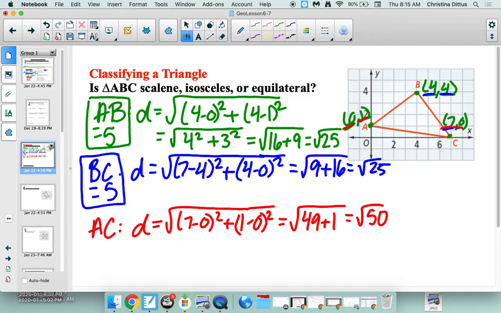To be honest, you don't have to solve for what this is, because the only thing we care about is, is it the same as these? And is it? No. So we know what kind of triangle it is, scalene, isosceles, or equilateral. Isosceles, because there's 2 that are the same.